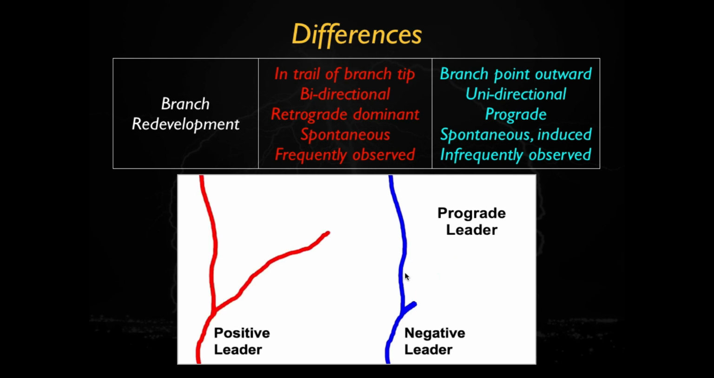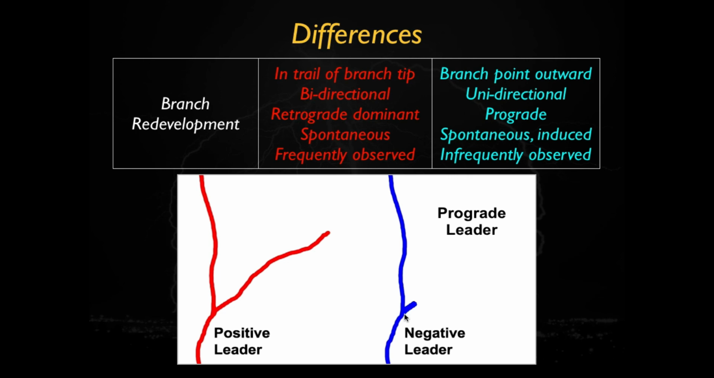Now on the negative leader, when we see the branch decay, we don't see it decay in the same manner. We see the branch pretty much decay uniformly along its entire length, and we don't see a tip that's still visible when redevelopment takes place. For the purposes of this discussion, I'm going to call this a prograde leader, and I'll explain that as we go through the different points here.